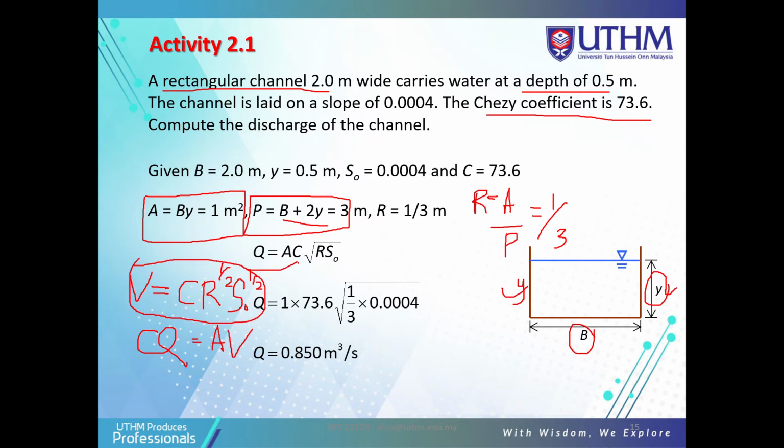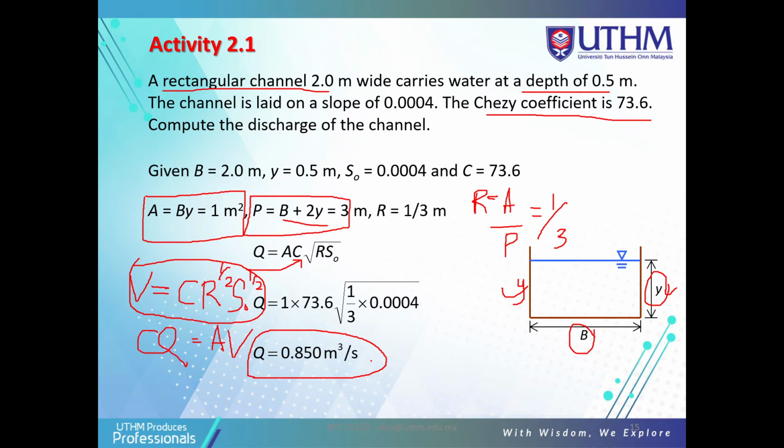Put into this equation. Okay, that's why you get Q is equal to A times C, this one. So you get this. Put all the parameter values here. So we get the Q is 0.850 meter cube per second.